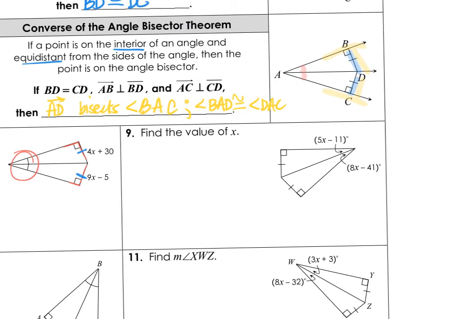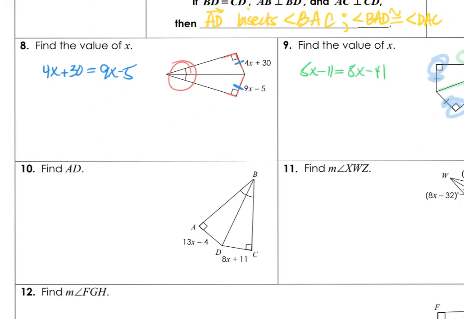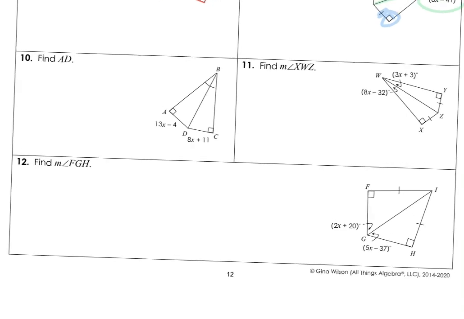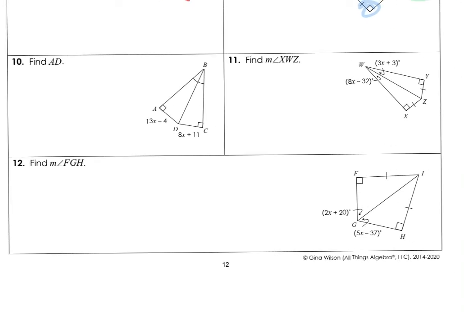All right, here we've got the converse. So we are given that these sides are congruent and they're perpendicular to the sides of the angle. So the converse states that then this must be an angle bisector. So these must be equal since the green line is an angle bisector. So we can set 5x minus 11 equal to 8x minus 41. So go ahead and try 10, 11, and 12. Pause the video, try them on your own, and then we can check some answers.